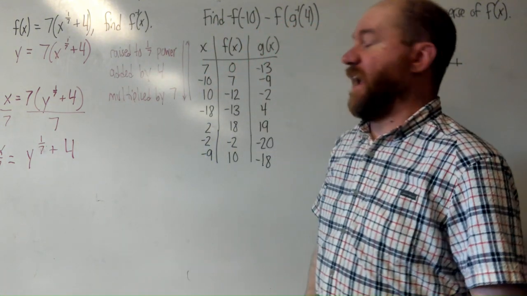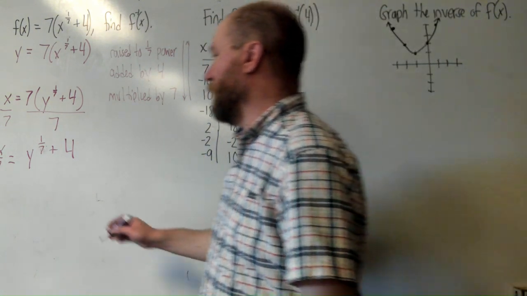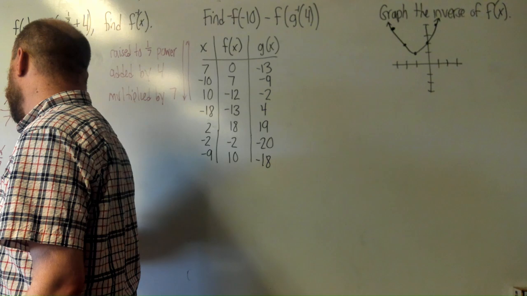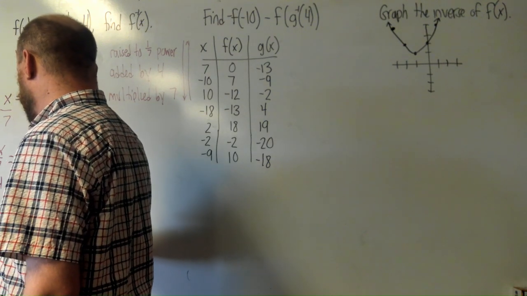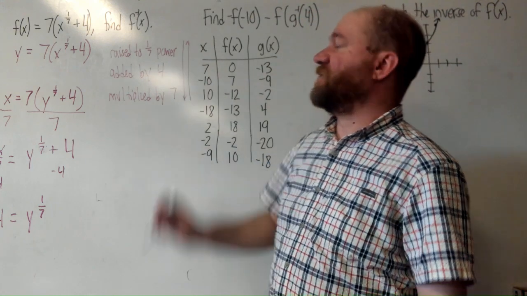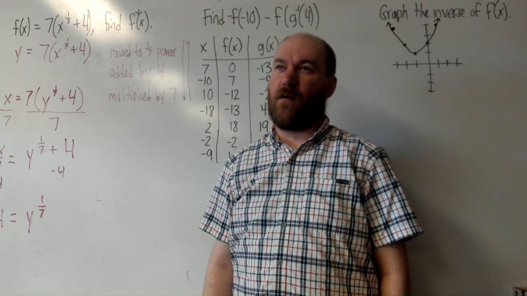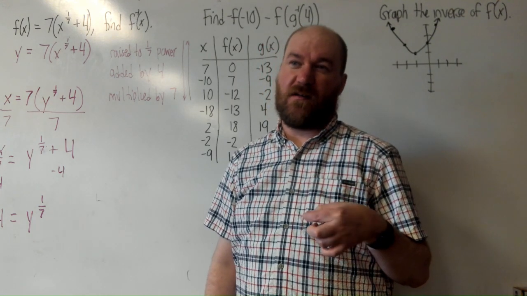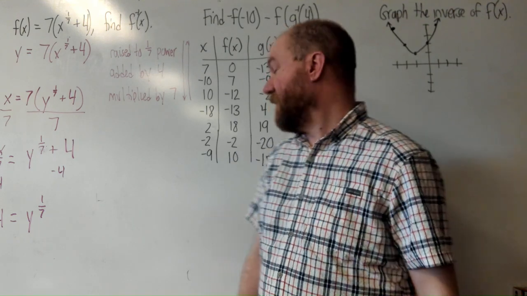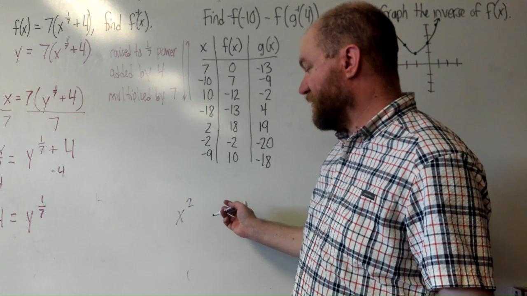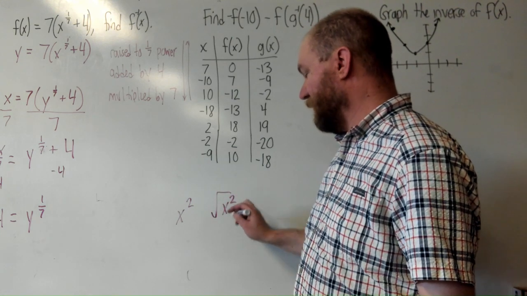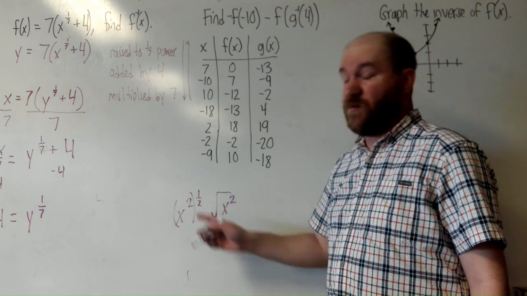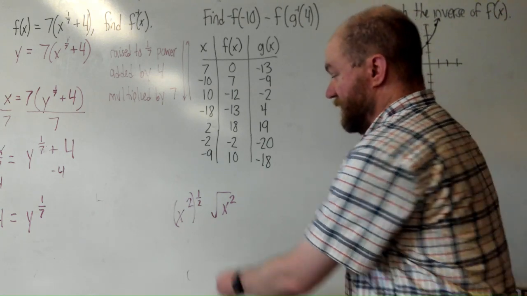Next up, what's the opposite of adding 4? Subtracting 4. So x over 7 minus 4 equals y to the 1/7. And then lastly, what's the opposite of raising something to the 1/7 power? If you're not sure which power to use, just remember our reciprocal exponent is the inverse exponent, right? So usually we think to ourselves, what's the opposite of squaring? The answer is square rooting, right? And really, that's because what we're doing is raising it to the 1/2 power. We're using the reciprocal exponent to cancel it out.